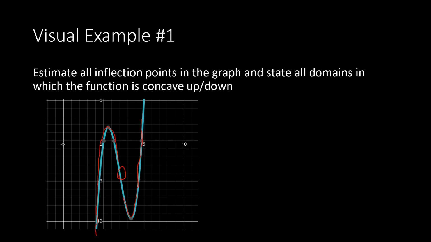I'm just going to say this is 0, 1, 2. I'm just going to say that x equals 2 since we're told to estimate. It doesn't need to be that accurate. So we're going to say x equals 2 is our inflection point. And then now we need to list all the domains in which the function is concave up or down.